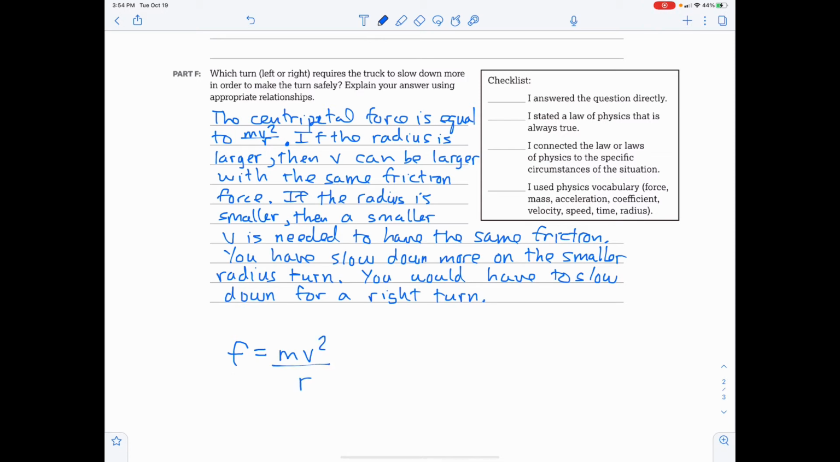If the radius is higher, then the speed can also be higher in order to have the same amount of friction holding the car to the road. So again, if the radius is larger, v can be larger with the same friction force. If the radius, on the other hand, is smaller, then v needs to be smaller too in order to have the same friction. You would have to slow down more on a smaller radius turn. Therefore, you would have to slow down more for a right turn than a left turn.